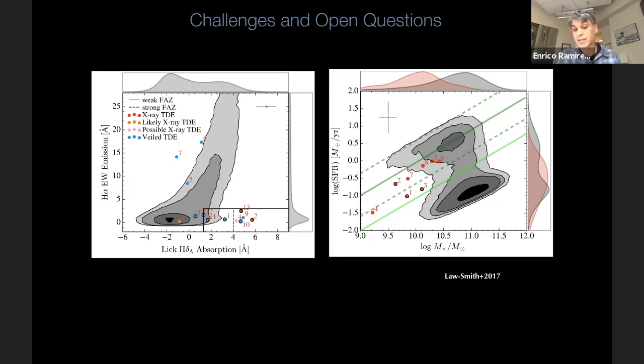So these systems are basically in the process of quenching. They are in what is called the green valley, as you can see on the right-hand side. So it is incredibly interesting to try to tie this into rates.